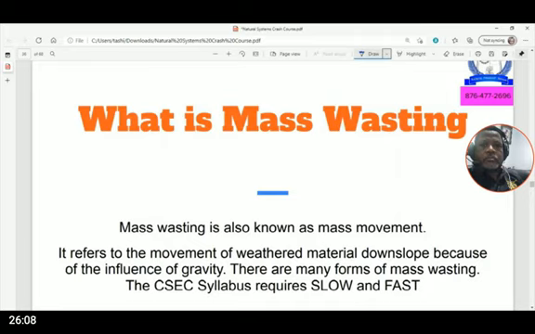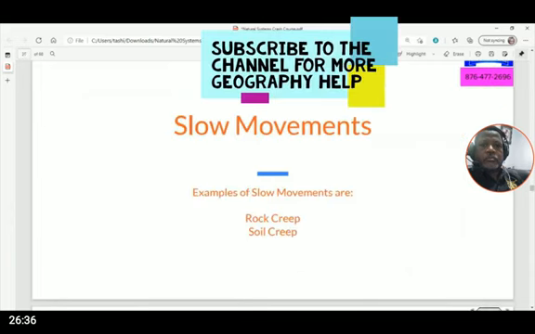So the syllabus asks us to look at fast movement as well as slow movement. Fast movement in the form of landslides and slow movement in the form of soil creep. So there are several different other types of slow movement and several different other types of fast movement, but the syllabus specifies that we should look at landslide and soil creep. So slow movements, I just dropped another example there, is rock creep.